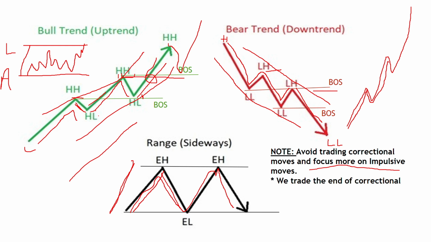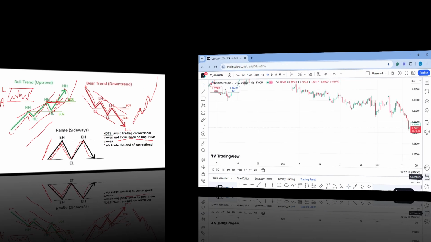and avoid trading correctional moves. But if you've mastered your strategy, and you know that your strategy still gives you an edge on correctional moves, or you know when to get out and get in, even in correctional moves, you can as well trade it. But I will advise you to stay away from ranging markets. That's it. Now let's go to the chart.